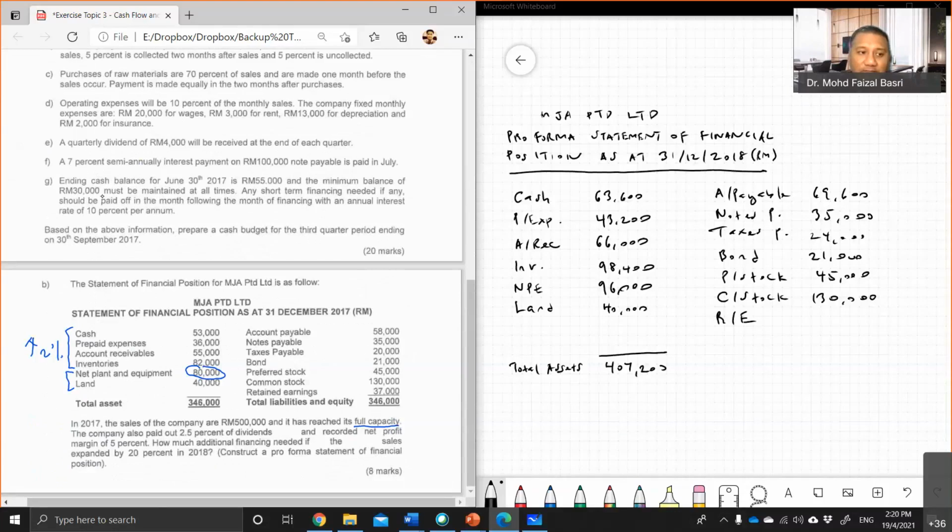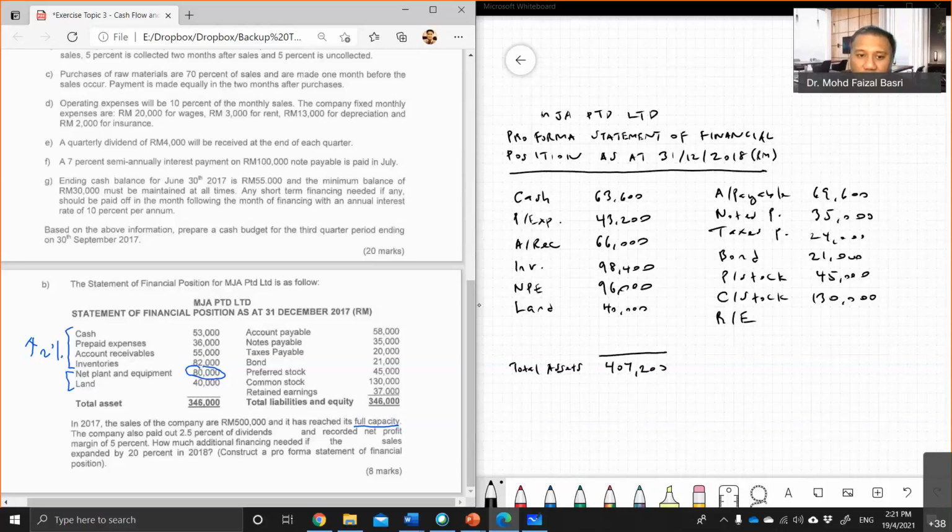So once we have all of these assets increased according to the rules, especially for the fixed assets, we're going to total up the values. In this case, the total value is 407,200 ringgit.